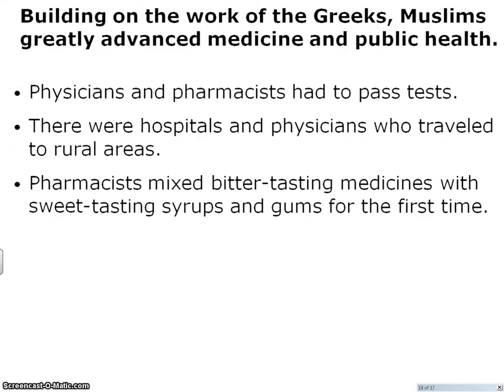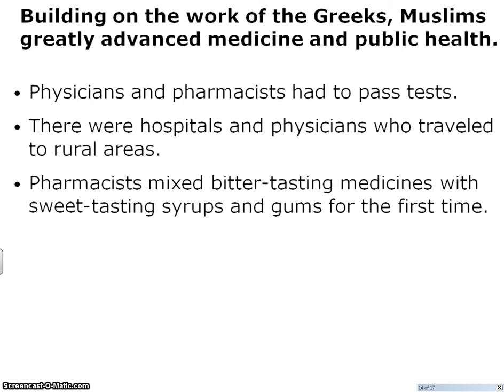Okay, building on the work of the Greeks and Muslims, they greatly advanced medicine and public health. Physicians and pharmacists have to pass tests to practice. They have hospitals, and physicians who travel to rural areas, stuff that doesn't happen even in modern times. Okay, you usually have to go to the doctor. They don't come to you anymore. They mix bitter tasting medicines with sweet tasting syrups and gums for the first time. Think about if you've had cough syrup lately or something like that.